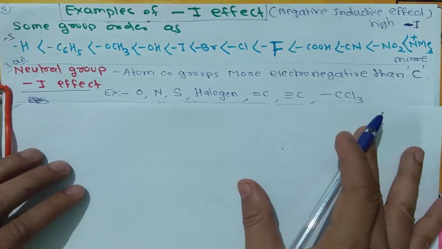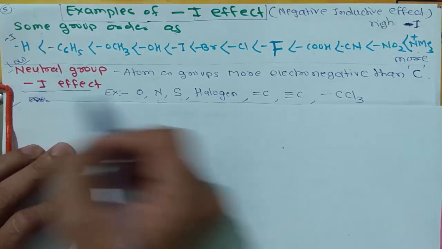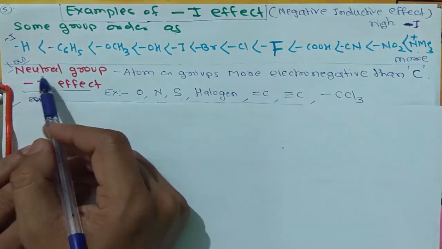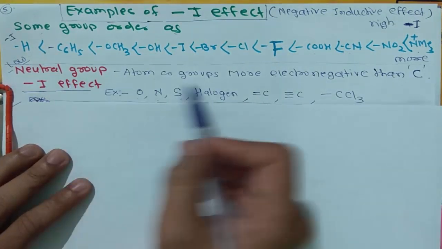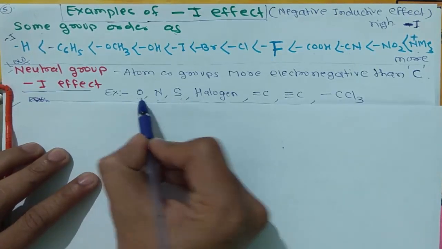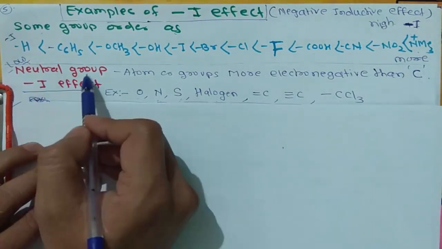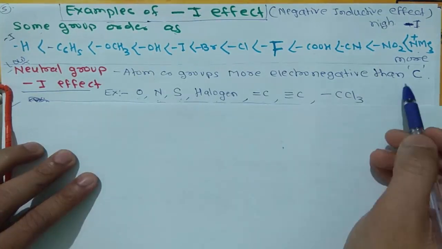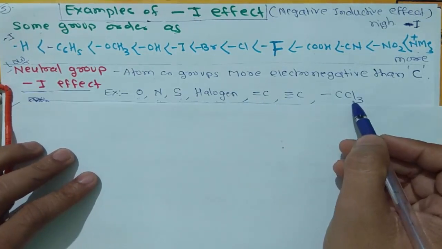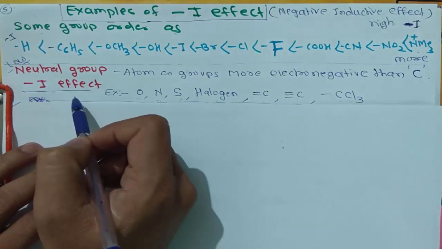Here again there are some neutral groups which can show the minus I effect. The atoms or groups which are more electronegative than the carbon atom can show the minus I effect, and these are the neutral groups. Here the atoms oxygen, nitrogen, sulfur, halogen attached to carbon atoms are the neutral groups which show the minus I effect. And C double bond C, C triple bond C, and CCl3 attached to more electronegative elements are also neutral groups which can show the minus I effect.